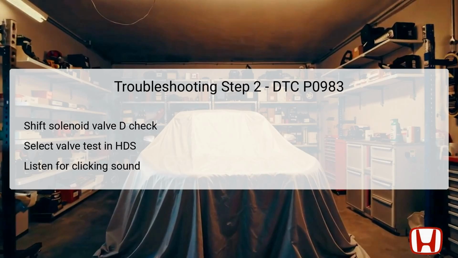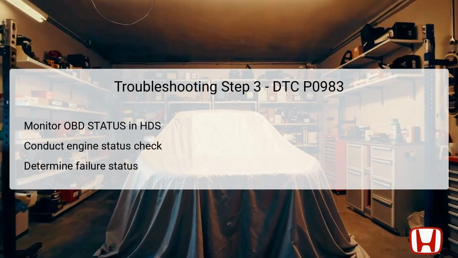In this troubleshooting step, the goal is to check the onboard diagnostics (OBD) status for DTC P0983. Begin by starting the engine with the shift lever still in the park position, similar to previous steps. Then, monitor the OBD status within the HDS for information on DTC P0983. If the HDS indicates that the DTC has failed, this confirms the recurring problem, and troubleshooting must continue.